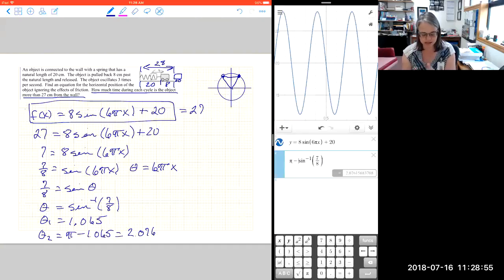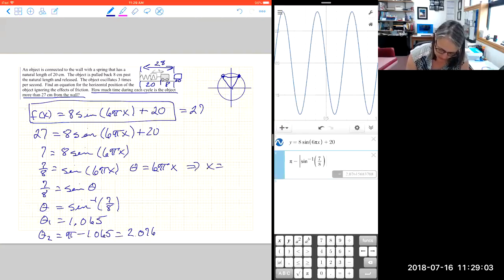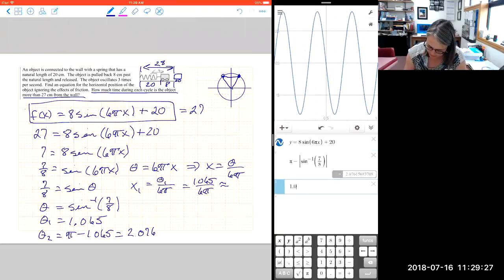But now remember, those aren't my answers. Those are not my x's, because theta is 6 pi x. So this means that x equals theta divided by 6 pi. So my first x is going to be my first theta divided by 6 pi, so 1.065 divided by 6 pi, which is approximately equal to 0.0565.